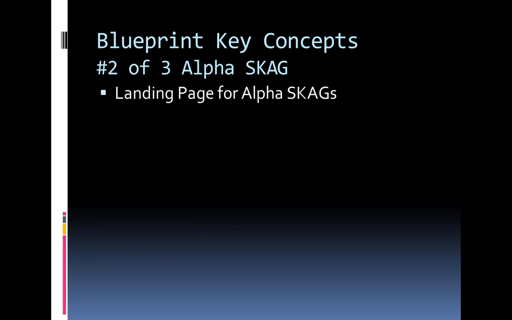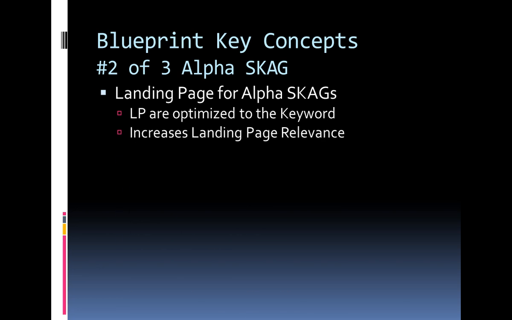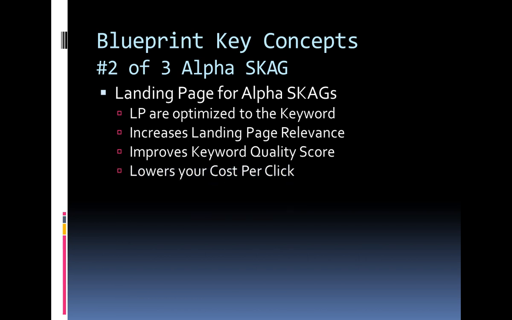Landing page for alpha SKAGs. The landing page, or LP, is optimized to the keyword. Why do we do this? This increases landing page relevance, which in turn improves your keyword quality score, and finally lowers your cost per click. That was pretty straightforward, right?